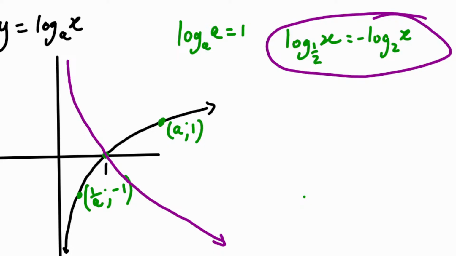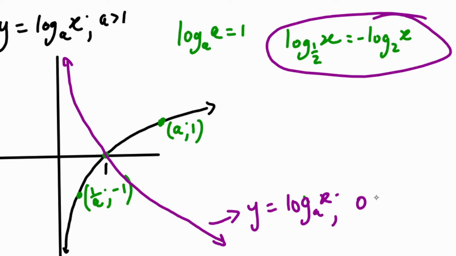So maybe let's put up the conditions. For this graph, we have a bigger than 1. Remember, the base can never be negative, by the way. And then for this graph, the purple one, it can still be seen as y is equal to log x base a, but I need you to note that in this instance, a is between 0 and 1.